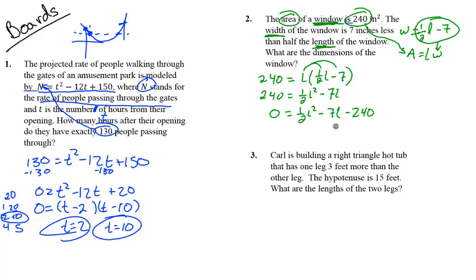Okay. I don't like that fraction even a little bit. So I'm going to use my special powers. Multiply by 2 everywhere, and let's get rid of that fraction. So we are back to 0 equals L squared minus 14L minus 480. Wow, look at that guy. All right, so we've got to now factor this.